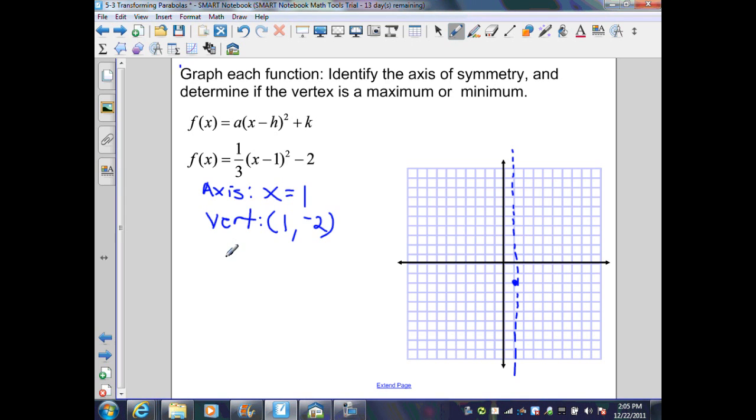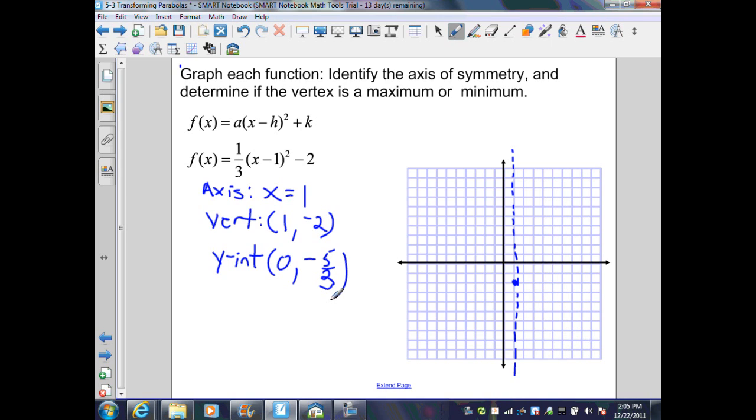Now I need to determine my y-intercept. We do that by letting x equal 0. When x is 0, I substitute in: 0 minus 1 is a negative 1, squared, which is 1. 1 times 1/3 is 1/3, and minus 2 is going to be a negative 1 2/3, and that's going to give me negative 5/3, written as an improper fraction.